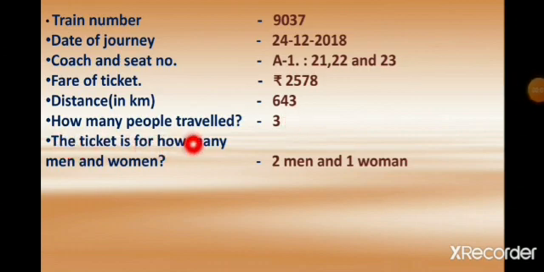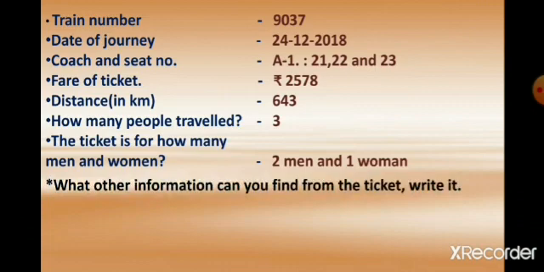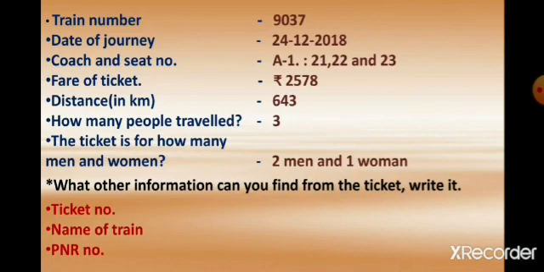How many people travel? That is 3. 3 people travel. The ticket is for how many men and women? So there is 2 men and 1 woman. Now what other information can you find from the ticket? Write it. So there is other information like ticket number, name of train and PNR number, that is passenger name record. We can find from the ticket.